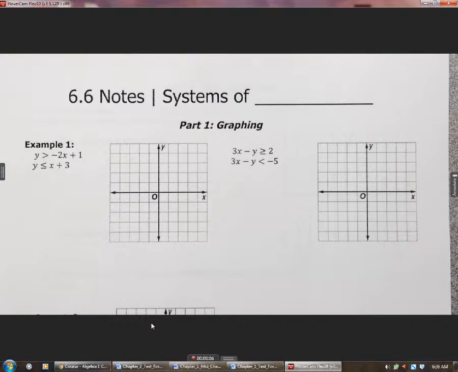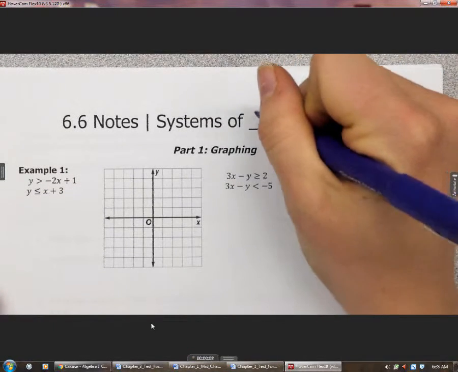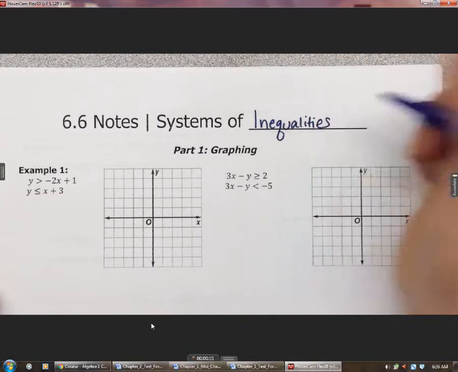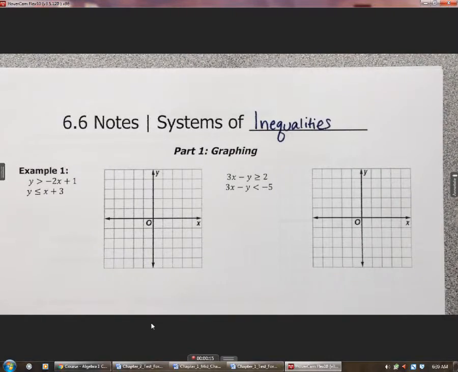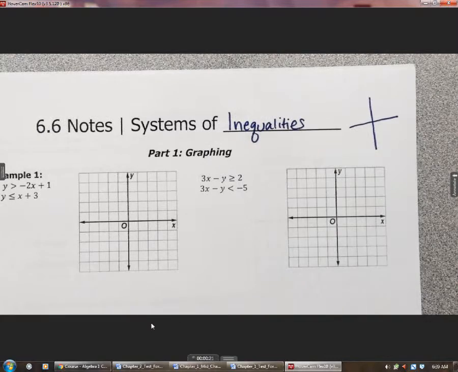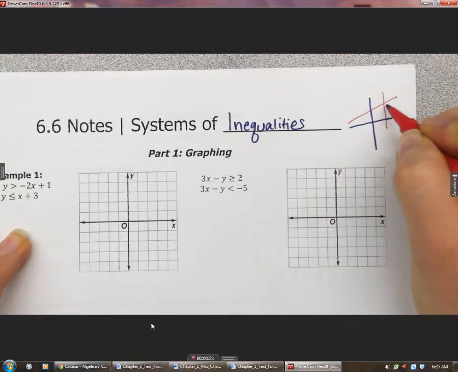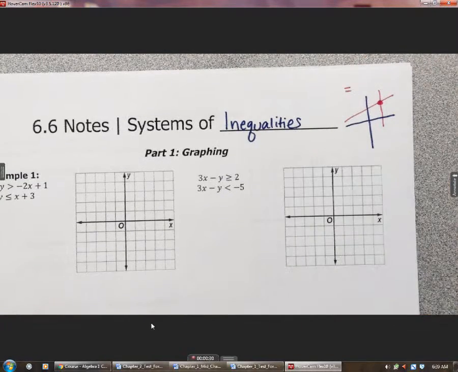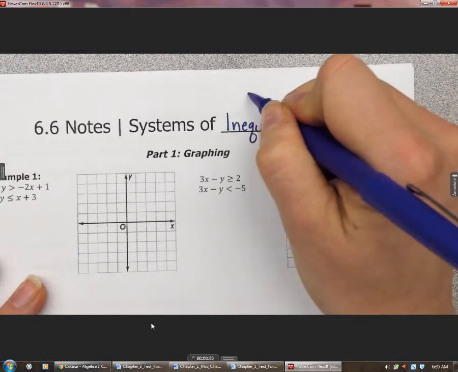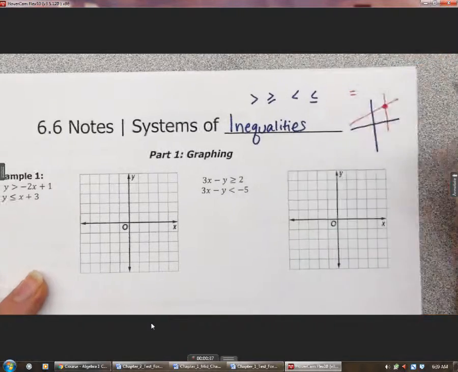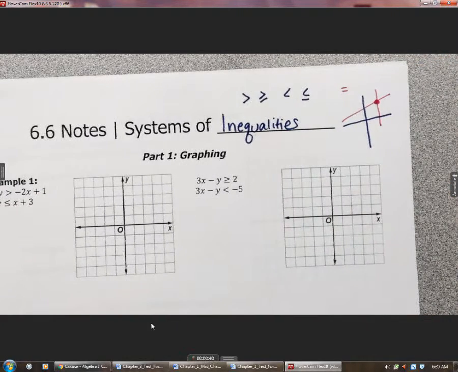This is 6.6 Systems of Inequalities. Your test yesterday, what we've been covering, was just systems of equalities, where it was just equal signs and you had the two lines that intersect maybe somewhere out here. This is going to look a lot like that. It's just instead of an equal sign, we're going to be using inequalities, like greater than or equal to, less than or equal to. That's what we're talking about today.